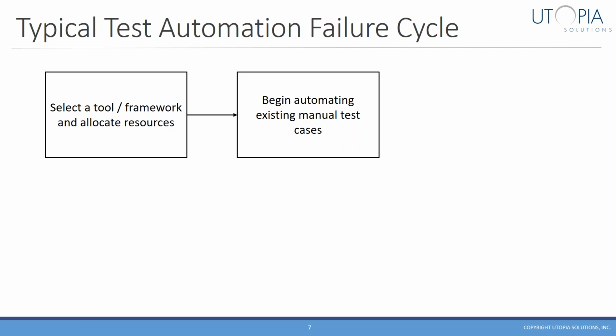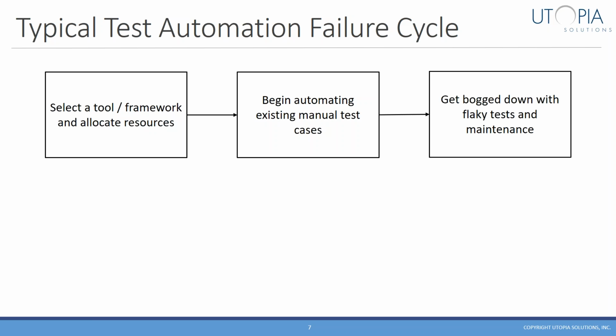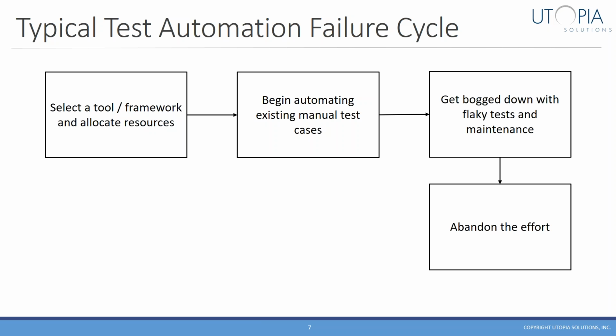And because manual test cases are often designed to be executed via the UI, this leads directly to a very UI-centric automated test suite. That type of test automation is the most unreliable form of automation, and typically leads to flaky tests and a large maintenance burden. We end up abandoning the effort.